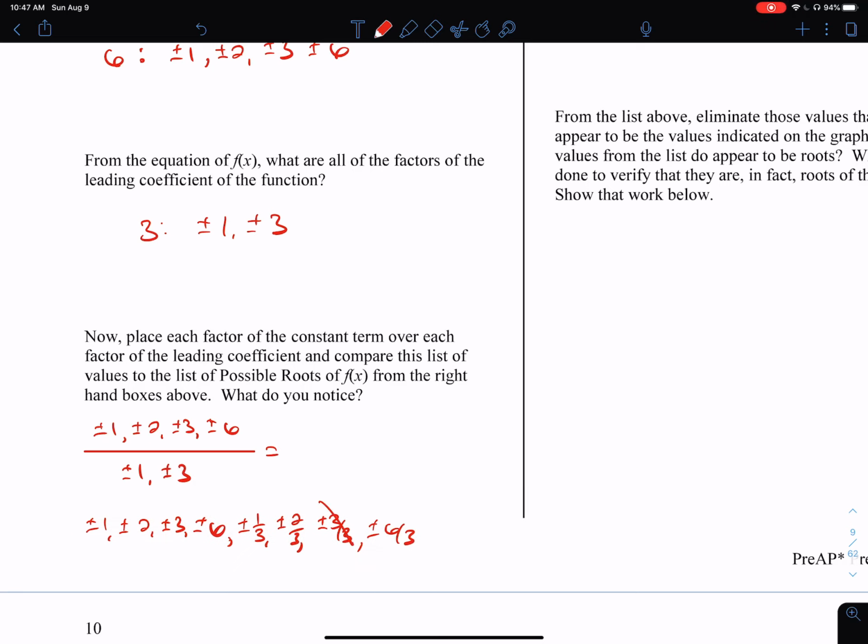We don't need to list this one because we've already listed it here. 3 divided by 3 is 1. We don't need to list this one because it's already listed right here, because 6 divided by 3 is 2. So we end up with 1, 2, 3, 4, 5, 6 possible roots of f of x based upon the factors.